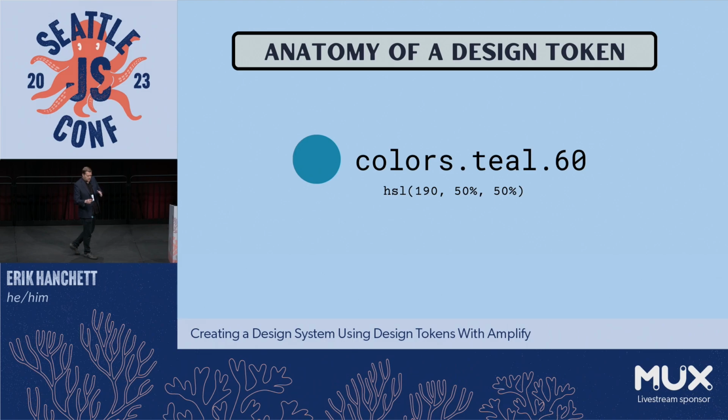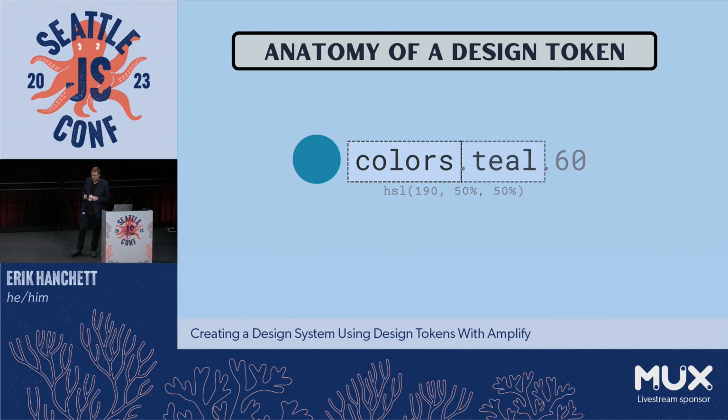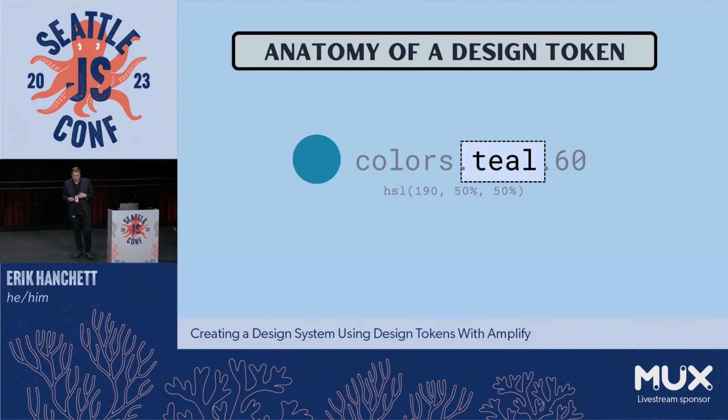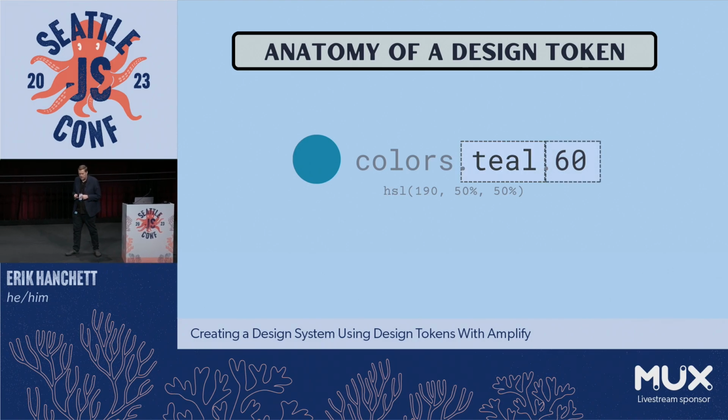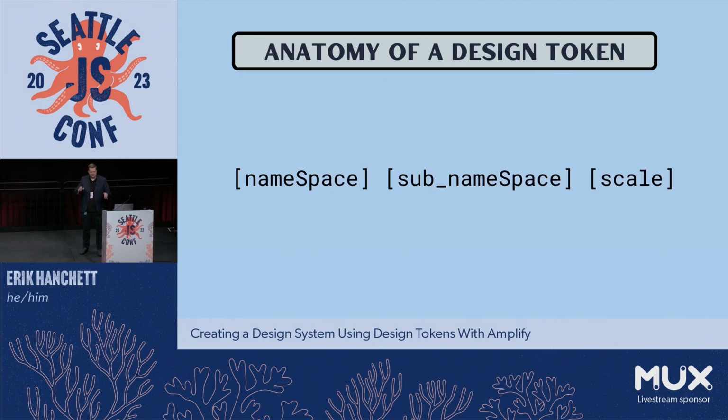So here's the anatomy of a typical design token. We have this color here, which I like to call the namespace. We have the teal, which we call the sub-namespace, or the color that we're using here. And then 60, which is the scale or the hue of the color we're using. So it goes namespace, sub-namespace, scale.